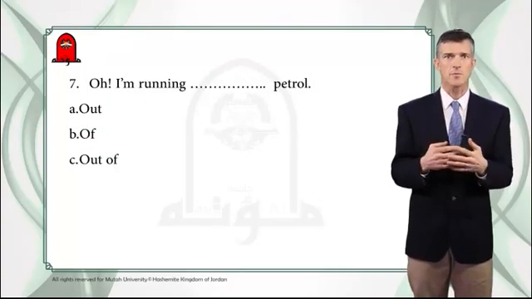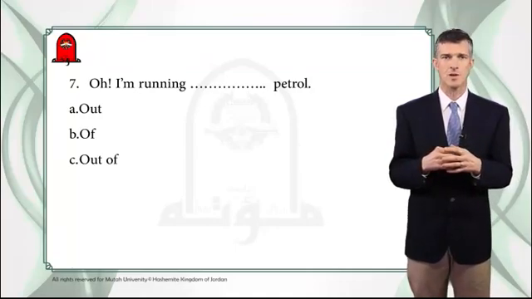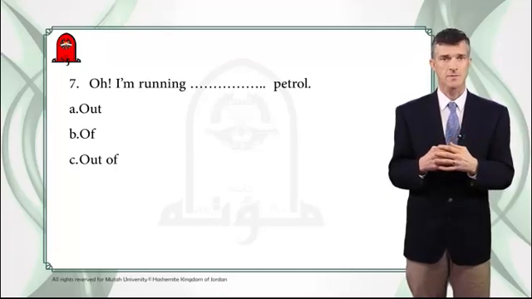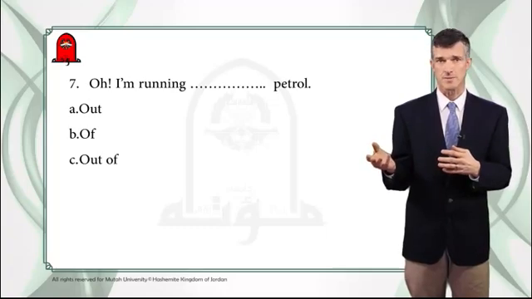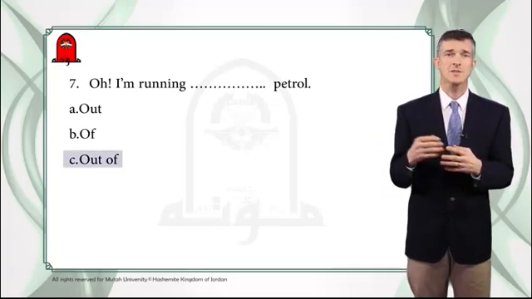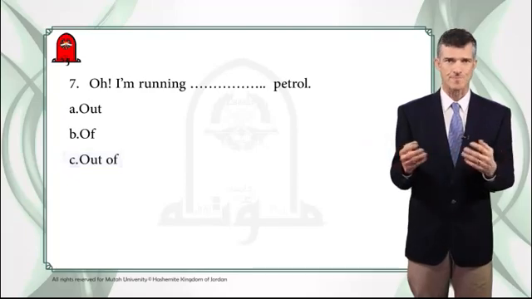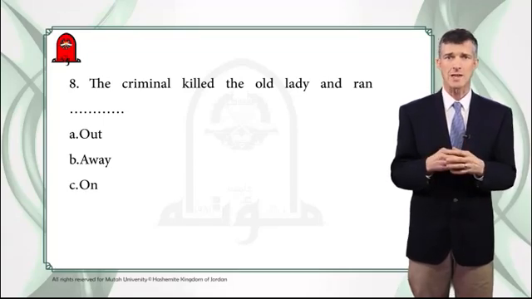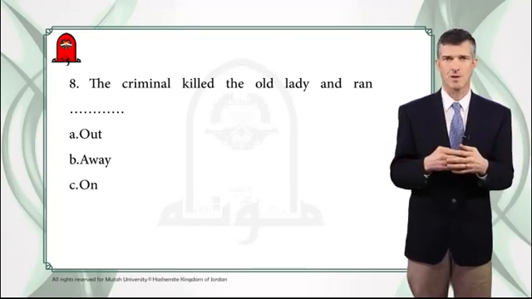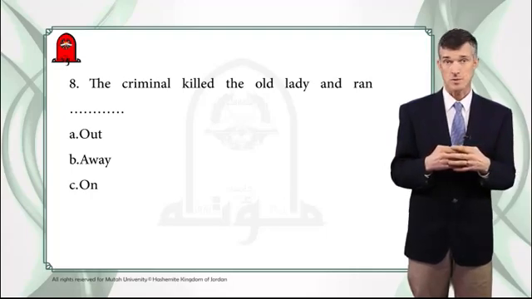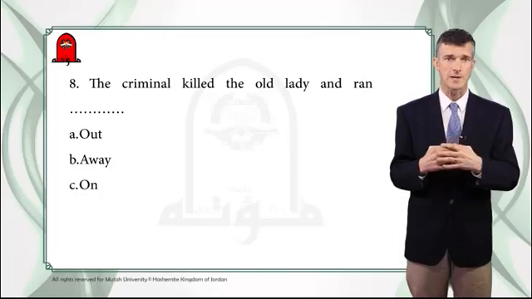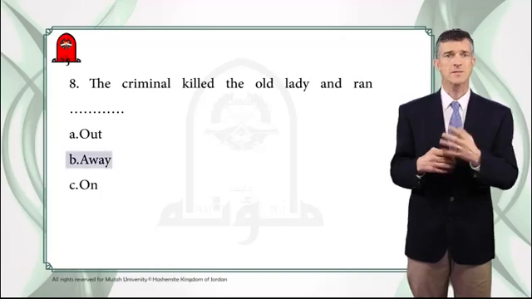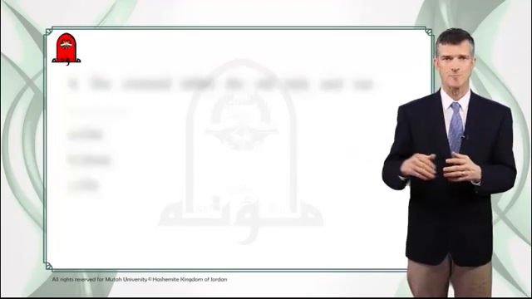7. Oh, I'm running blank petrol. Is it A, out, B, of, or C, out of? The answer is C, running out of petrol. 8. The criminal killed the old lady and ran blank. Is it A, out, B, away, or C, on? The answer is B, ran away.